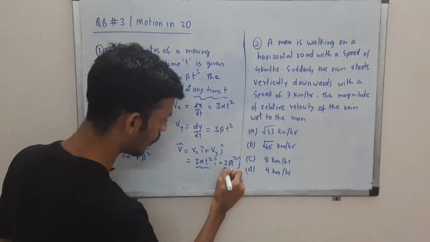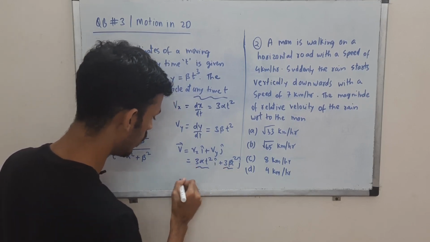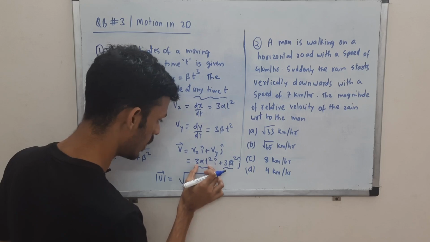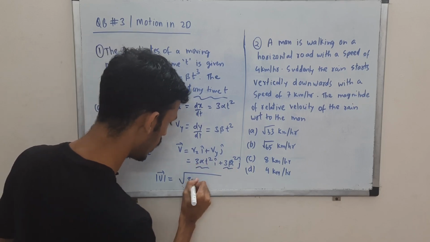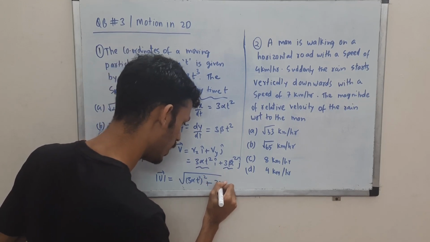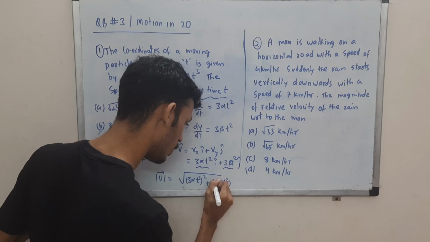So this is your x component, y component. And how do you find the magnitude? The magnitude of this will be this square plus this square, right? So 3 alpha t square the whole square plus 3 beta t square the whole square.